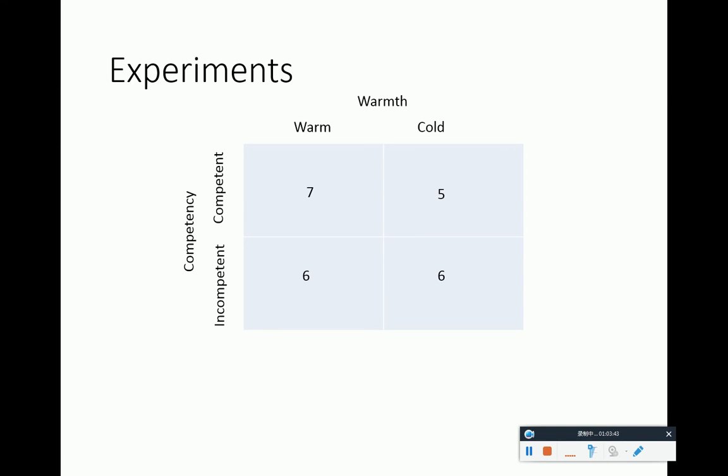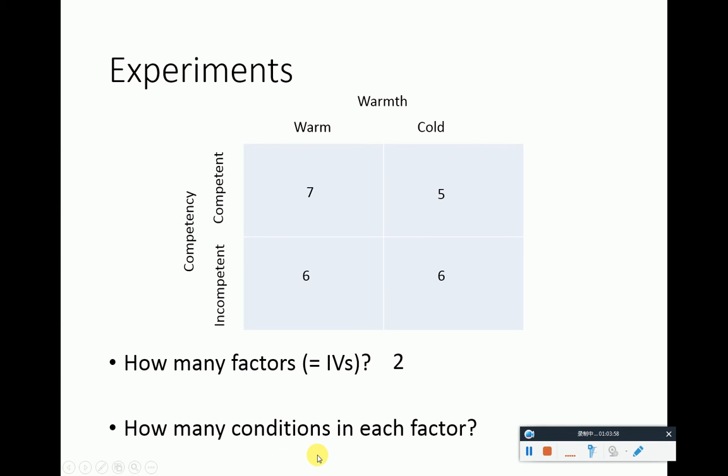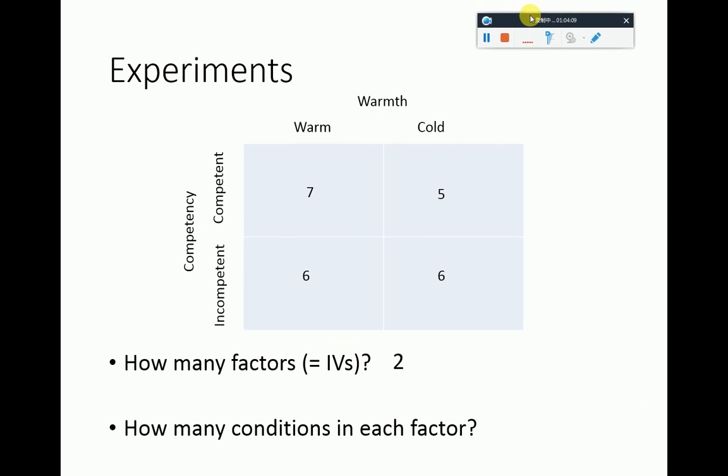So let's consider this 2x2 design. First of all, let me ask you, how many factors are there? The answer is 2. One factor, two factors. How many conditions are there in each factor? For the warmth factor, it has 2 conditions, warm and cold. For the competency factor, there are also 2 conditions, competent and incompetent. So the answer is also 2.